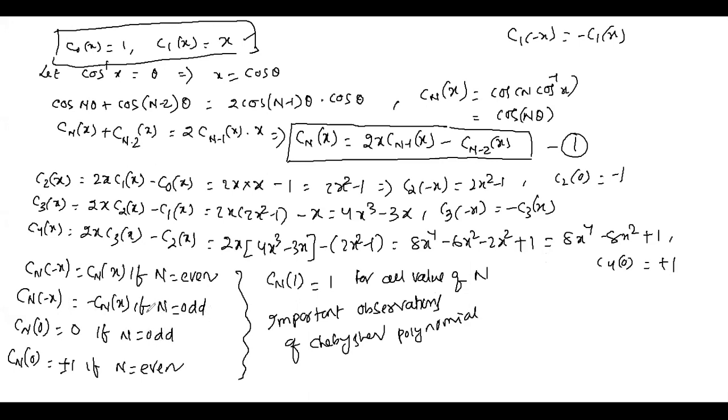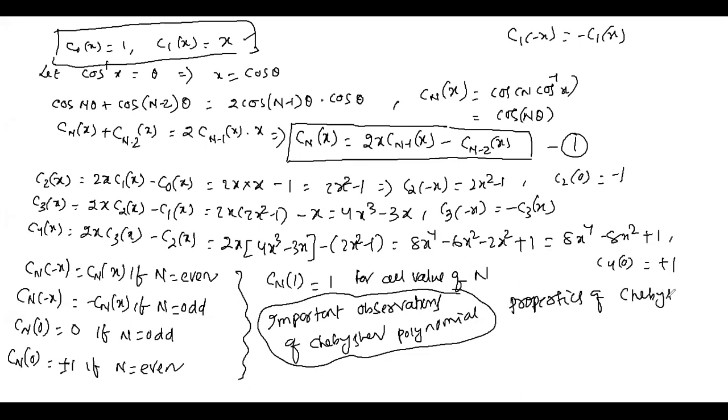See, there is no confusion, just put the value. The equations are already written here. To satisfy, put the value. Similarly, Cn(0) equals plus or minus 1 if n is even, and Cn(1) equals 1 for all values of n. These are some important observations, or you can say the properties, of Chebyshev polynomial.